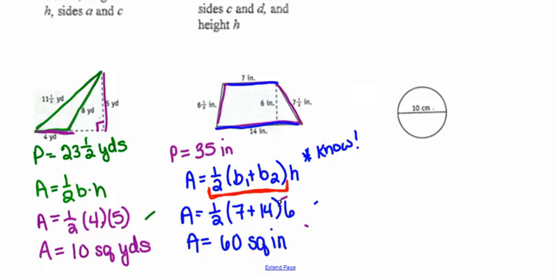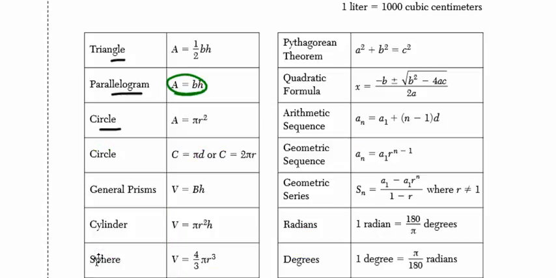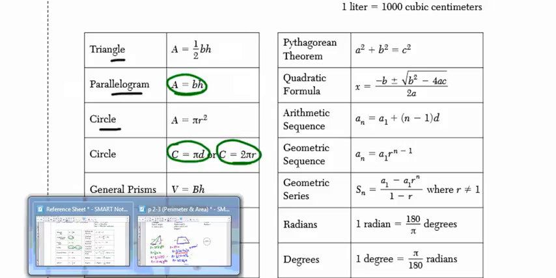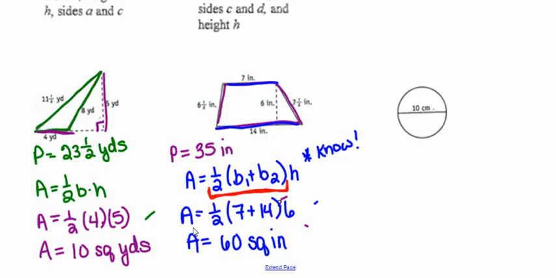Remember that for the circle, we really don't talk about perimeter of a circle. The formula for circumference of a circle is on your formula sheet. So you can either use pi times diameter or 2 times pi times r. They're both variations of the same formula. Since in this case we're given the diameter of the circle, I'm going to use circumference equals pi times diameter.